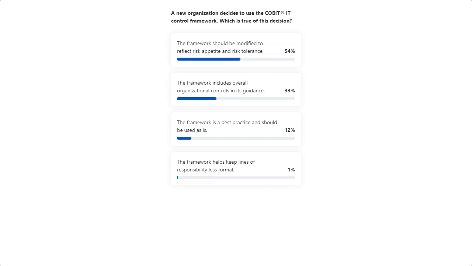Very good. More than 50% answered this one correctly. The very best answer is answer C, like Charlie. The framework should be modified to reflect risk appetite and risk tolerance. Very good. And one more question, I believe.